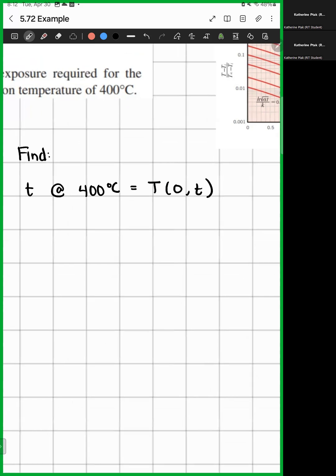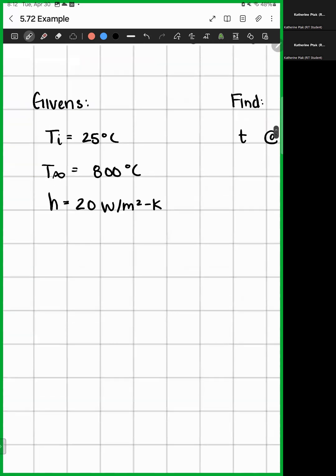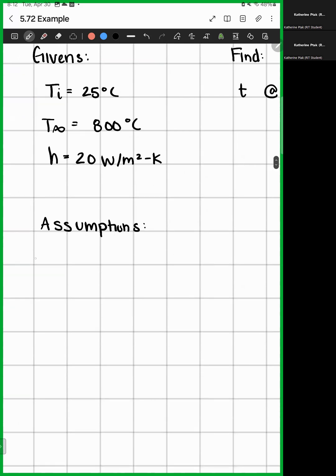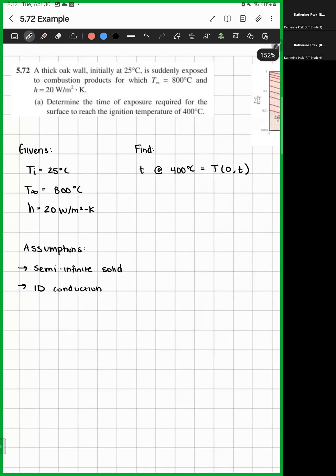So next, some assumptions. The first assumption we're going to make is that it's a semi-infinite solid. And we're also just going to assume 1D conduction. So that's kind of like setting up our problem.